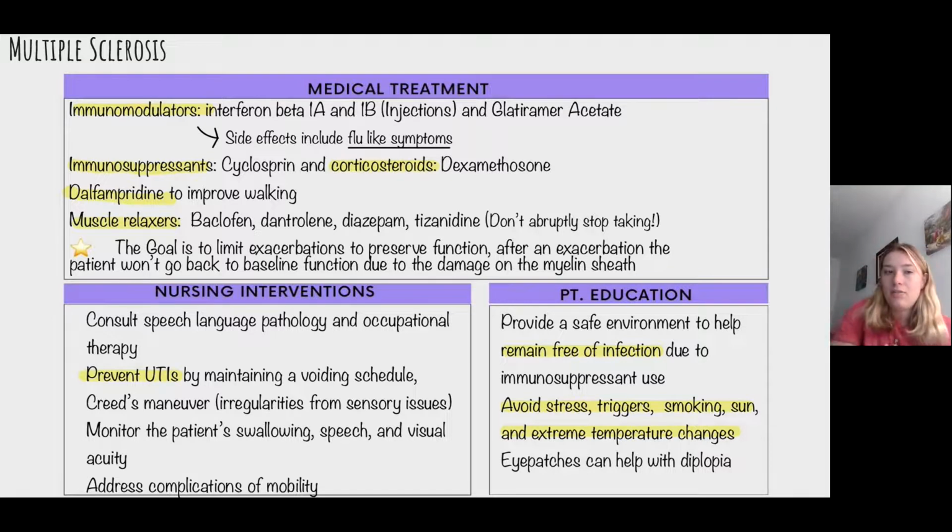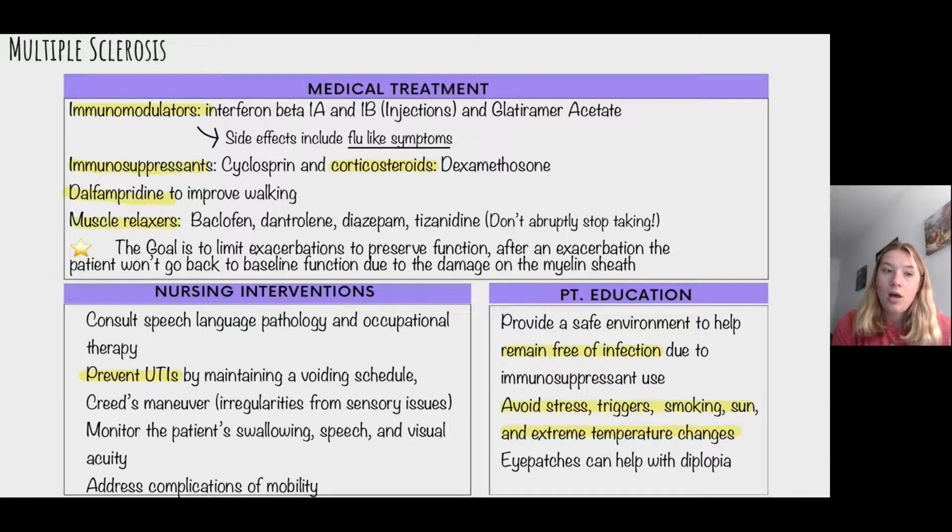So I included all these different types of muscle relaxers. Specifically, baclofen is pretty commonly used with these patients. But with these muscle relaxers, we can't abruptly stop taking. So again, what is our goal of any sort of type of treatment? Limit exacerbations to preserve function. Once damage is done, it's done.